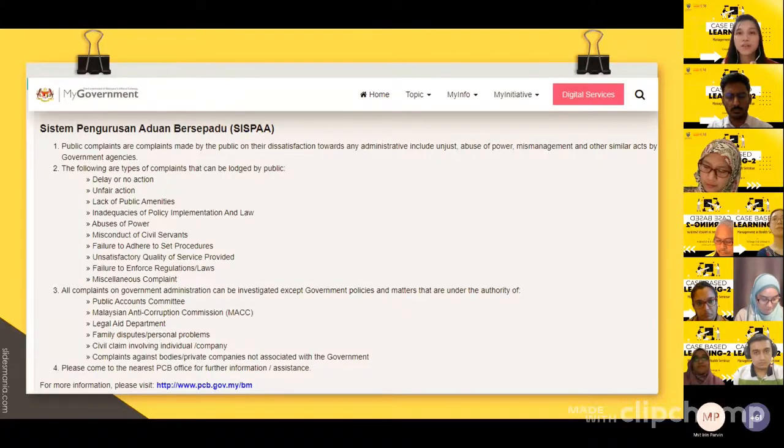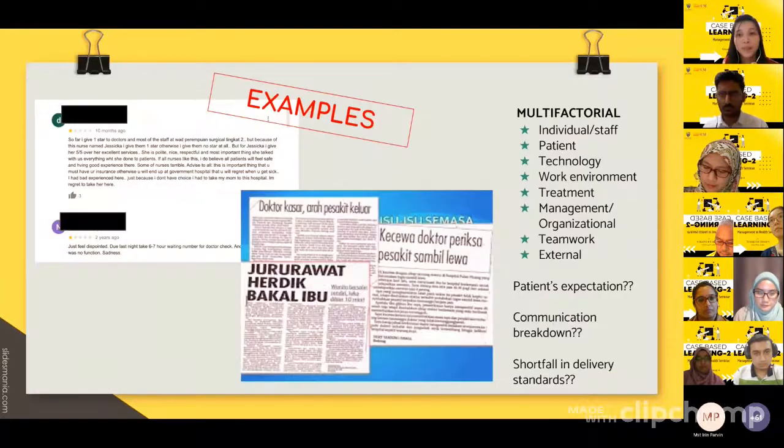Okay, this is a screenshot straight from the MyGovernment portal about SISPAA, the Electronic Public Complaints Management System. Item 2 basically shows what kind of complaints can be lodged by the public or even staff on respective agencies. And these are some examples of complaint cases. There are many factors that can contribute to incidents that lead to clients' complaints: technology, patient, work environment, teamwork, and external factors.